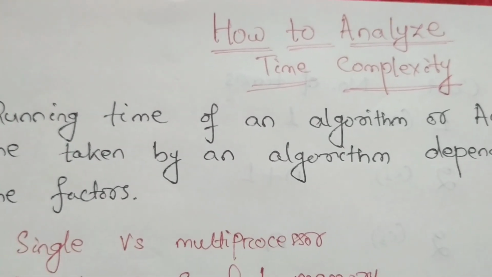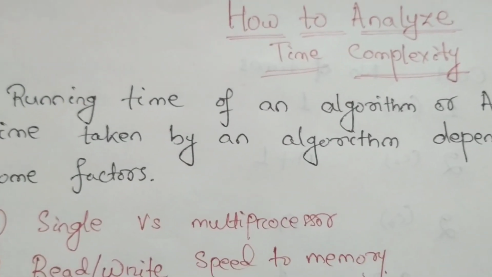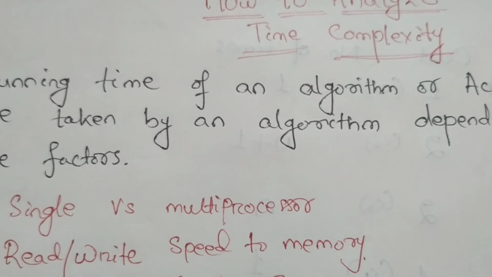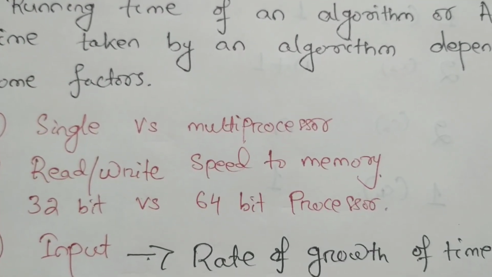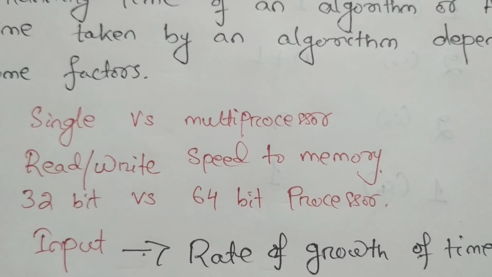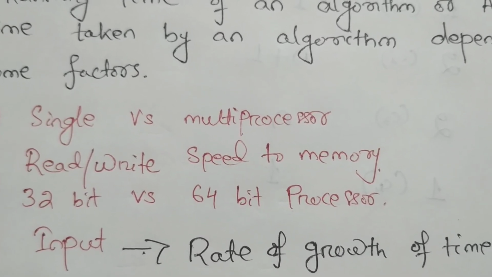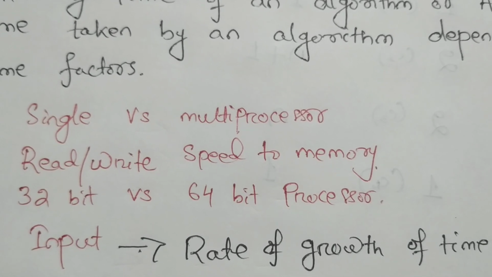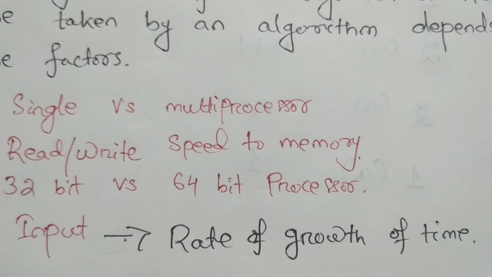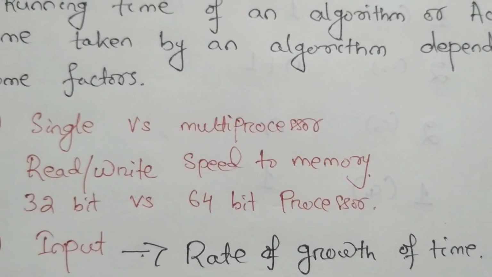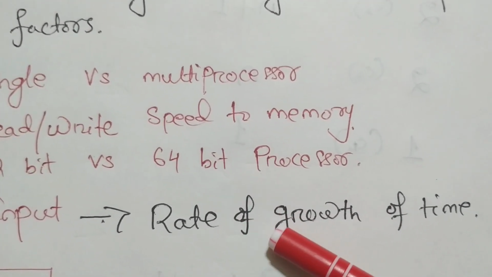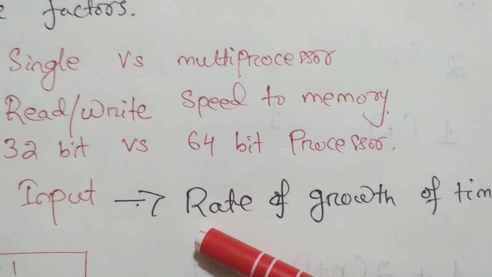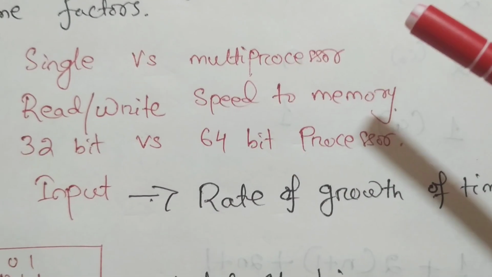So the running time of an algorithm, or the actual time taken by an algorithm, depends upon some factors like single versus multiprocessor, read-write speed to memory, 32-bit processor or 64-bit processor, and input, that is the rate of growth of time. But actually at the time of calculating the time complexity, we'll consider only the rate of growth of the time, that is input. Depending on the input, the algorithm will vary.